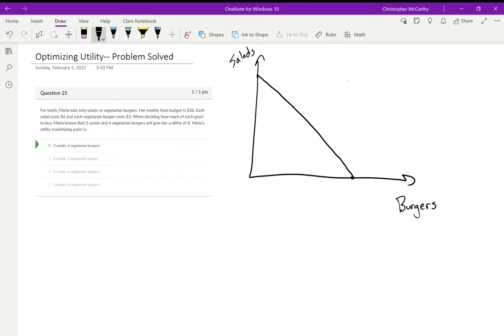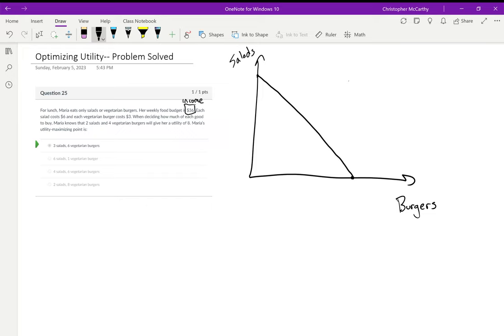So that right there is telling me, that's a big clue. This is a budget line problem, right? So she only eats salads and burgers. Her weekly budget is $36, right? It's very important information. Her income is $36. Salads cost $6 a piece and vegetarian burgers cost $3 a piece.